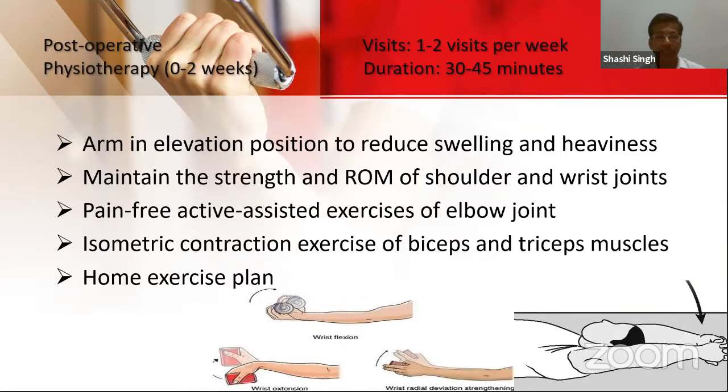Biceps and triceps isometric contraction is equally important, like a 4-5 second hold with at least 30 reps, 10 reps into 3 sets. I taught some home exercises on the 5th day itself, like wrist active exercises, which you can see in the picture, and shoulder elevation exercises on the bed, so that the wrist and shoulder remain free, the range should be full, and strength should be perfectly all right, since those joints are not involved.